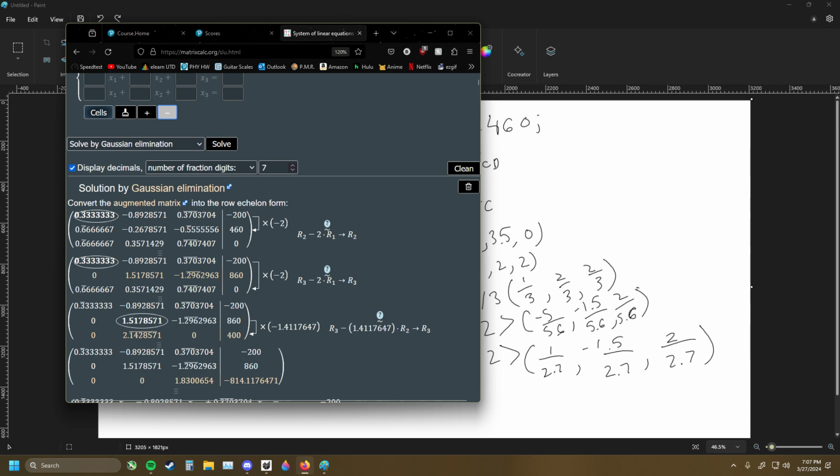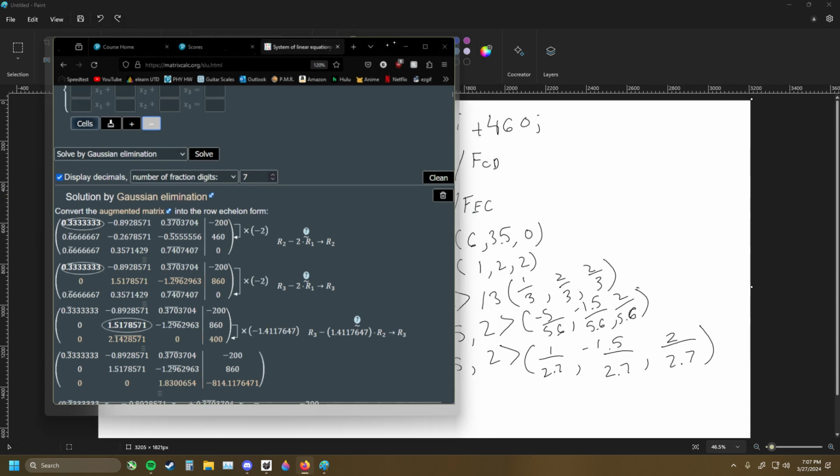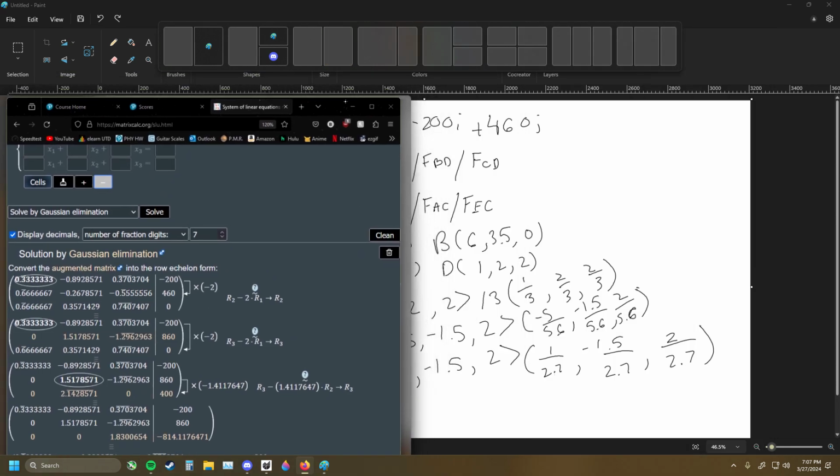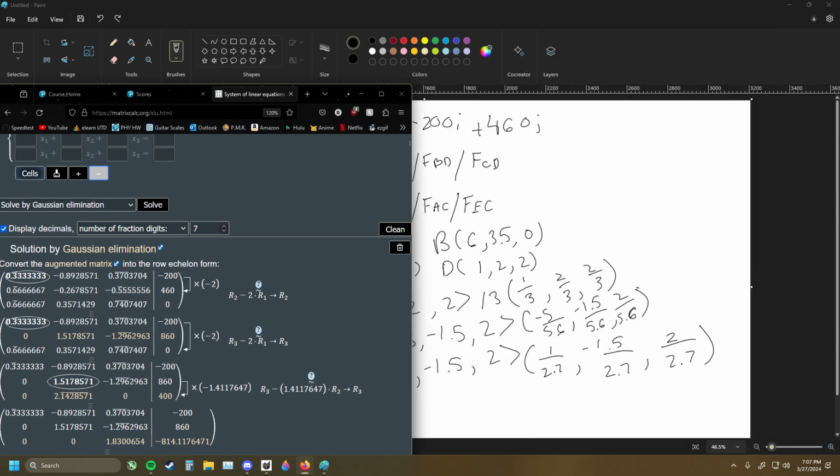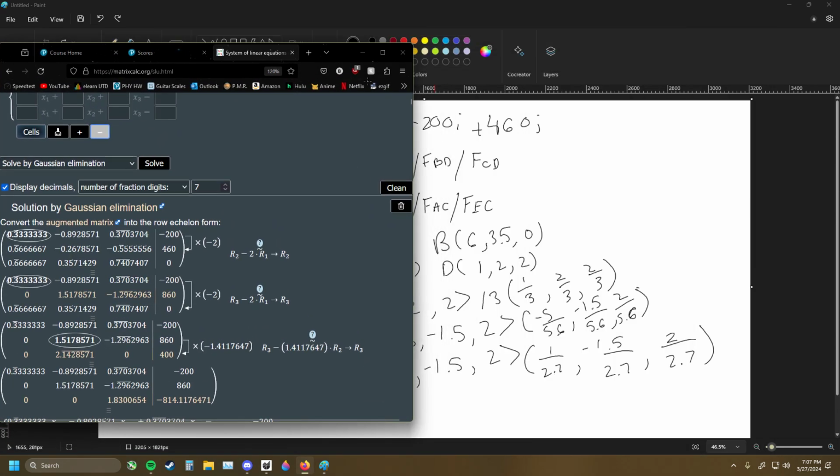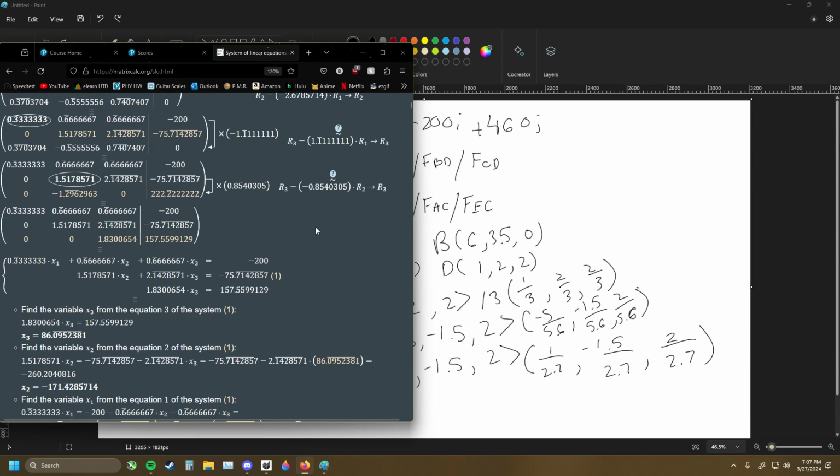Okay, so then, if you remember, this is negative 200, 460. That is up here. This is the known force. So we know negative 200 i. This is the x, this whole row right here, x, negative 200. Our j is our y. So we just set these forces equal to each other, and we'll get an output.